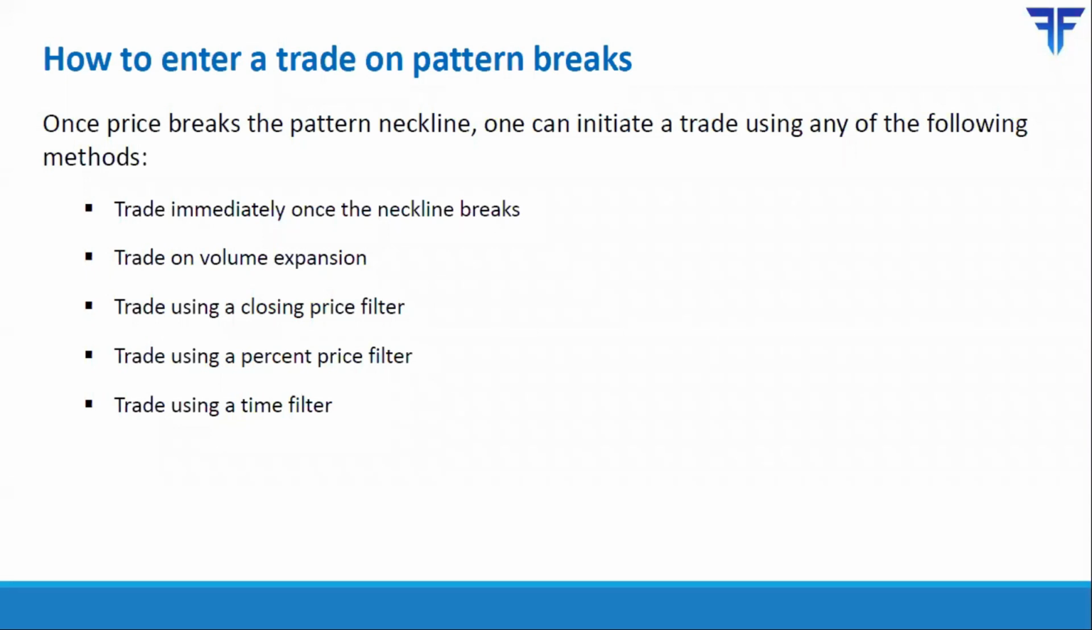Say you would buy in case after the breakout price rallies 1 or 1.5%, or you would sell after a breakdown in case the price falls 1 or 1.5% from the neckline. So you use a percent filter. Finally, you can also use a time filter.